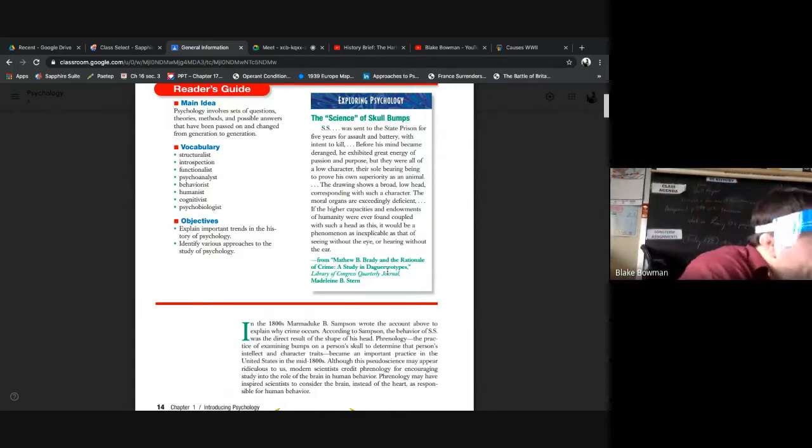SS was sent to the state prison for 5 years for assault and battery with intent to kill. Before his mind became deranged, he exhibited great energy of passion and purpose, and they were all of a low character, a soulless being to prove his own superiority. The drawing shows a broad, low head corresponding with such a character. The moral organs are exceedingly deficient. If the higher capacities and endowments of humanity were ever found coupled with such a head as this, it would be a phenomenon as inexplicable as that of seeing without eye or hearing without ear.